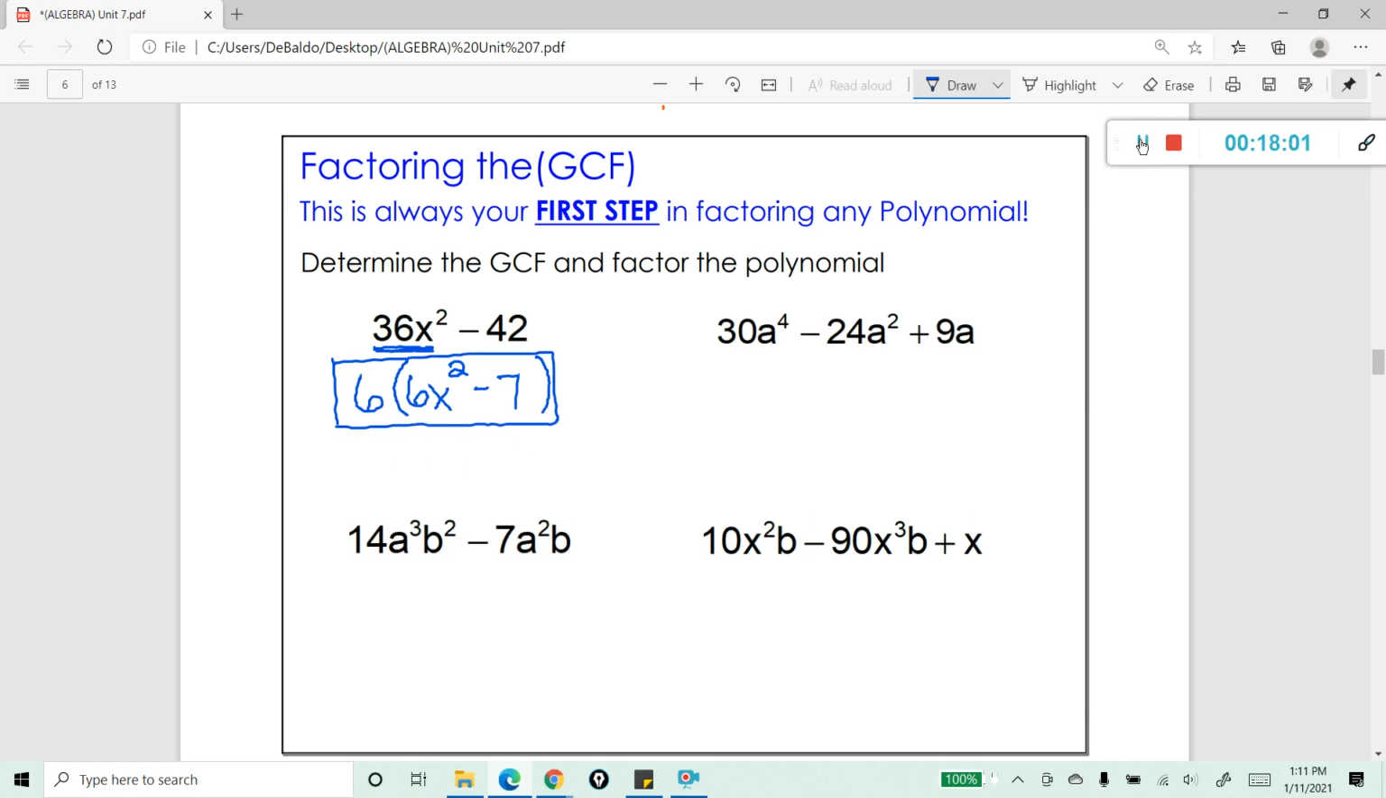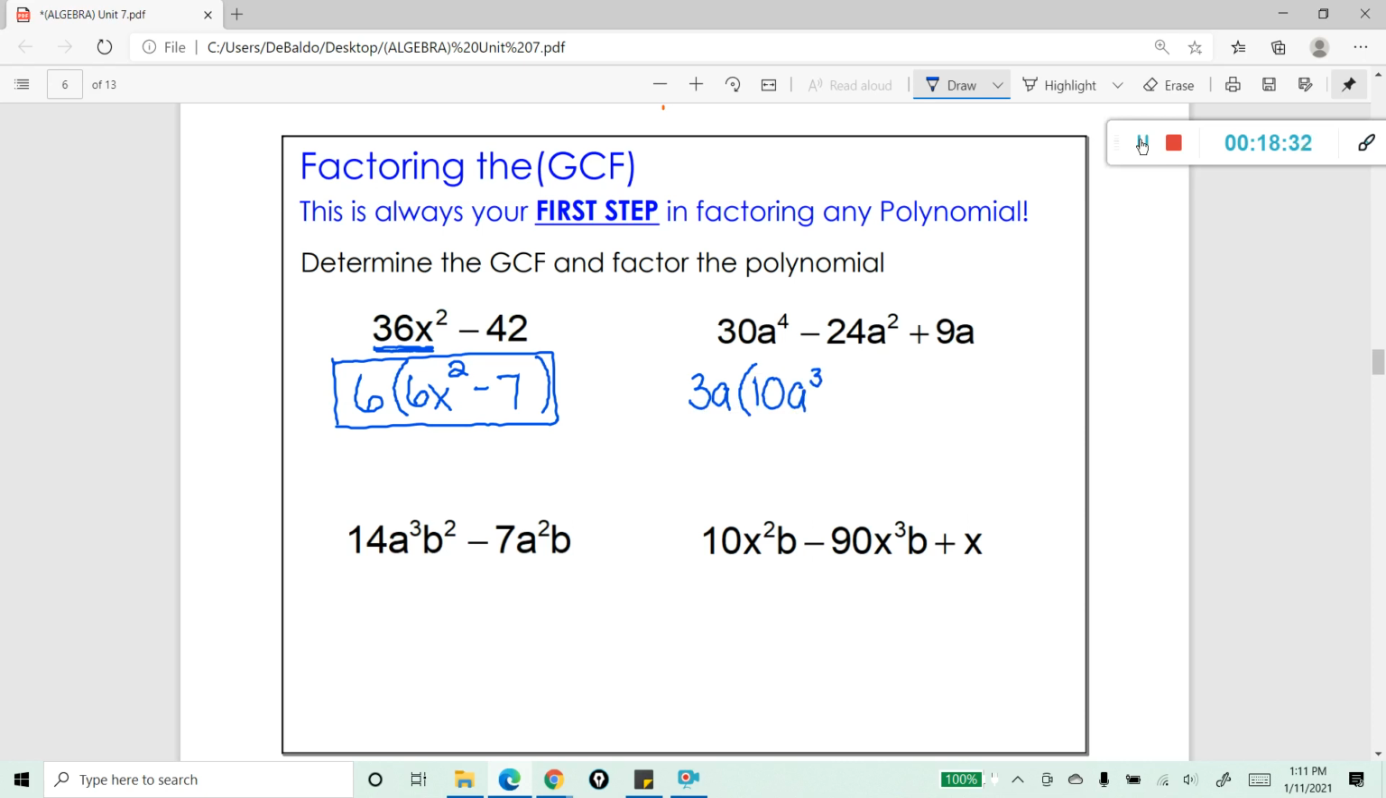Let's take a look at another one. Let's go ahead and find the GCF. So the greatest common factor with all three of these terms looks like it's going to be 3a. So I'm going to write 3a, that's my greatest common factor, followed by a parenthesis. And then this is where I want to break down the pieces. 3a times what gives me 30a to the fourth? Well, 10a cubed. I can always double check it mentally.